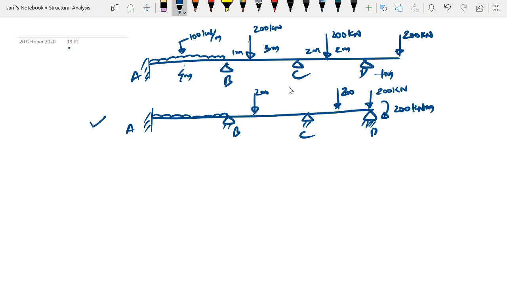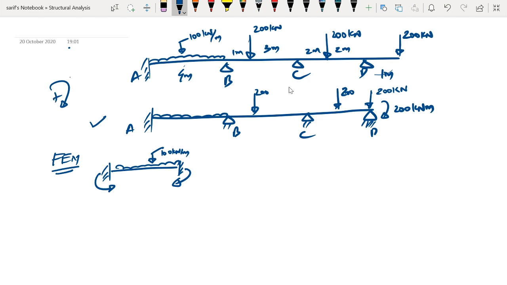So the very first step in the analysis is to calculate the fixed end moments. Let us calculate the fixed end moments one by one. Calculating FEM is the first portion. If we consider the span AB, the load is 100 kilonewton per meter. The fixed end moments will be acting like this, and we are assuming clockwise moments as positive.